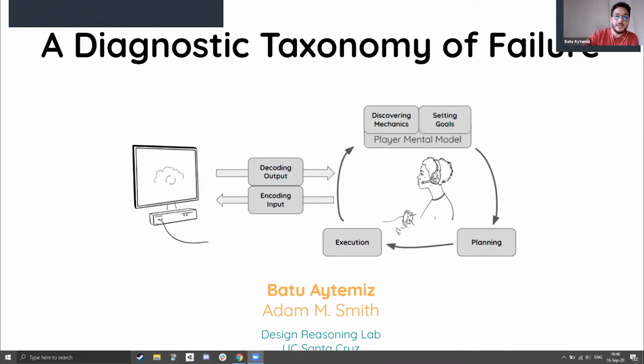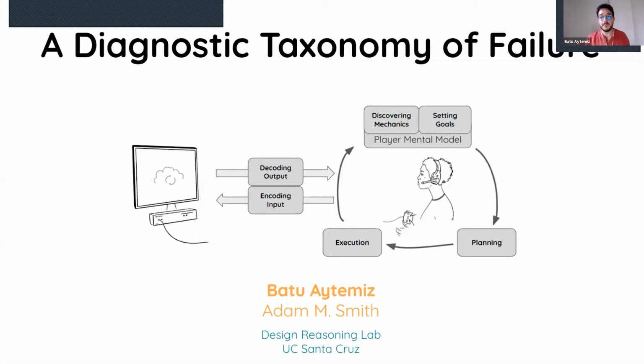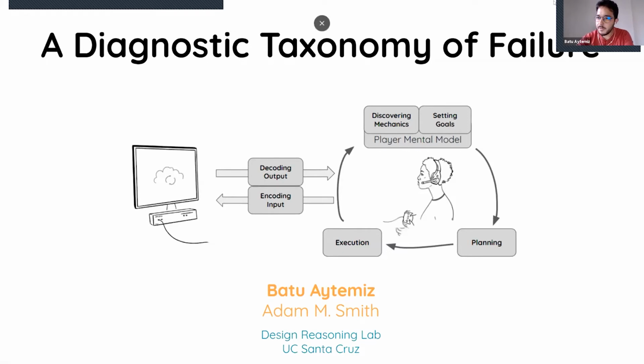Okay. Hello, everyone. My name is Batu, and today I'll be presenting a diagnostic taxonomy of failure. This paper is from myself and my advisor, Adam Smith, and we're from UC Santa Cruz from the Design Reasoning Lab. Can you see the top right of my video? Let me hide it. Okay.